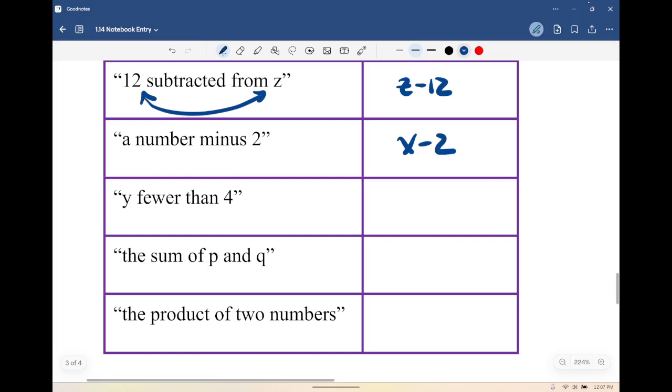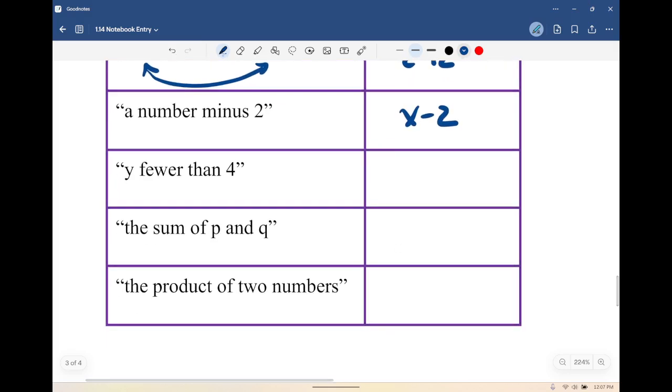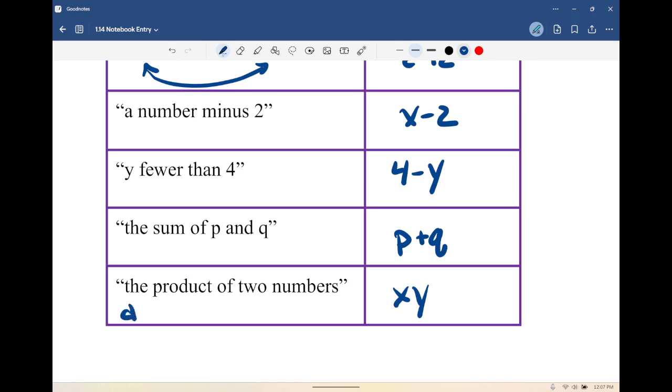I'm going to run through the last three because we've seen ones like this already. This is 4 minus y. Again, the word "than" tells us that it's got to switch. The sum, addition, p and q, p plus q. Product of two numbers, x, y. You can have other letters. The key for the product of two numbers is that they need to be different variables. They need to be different variables.